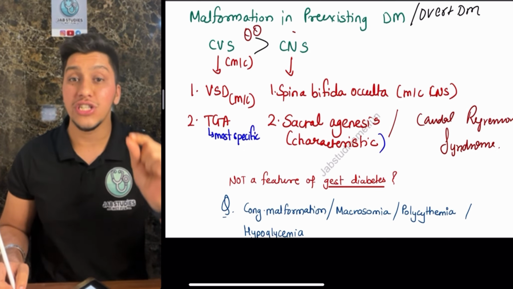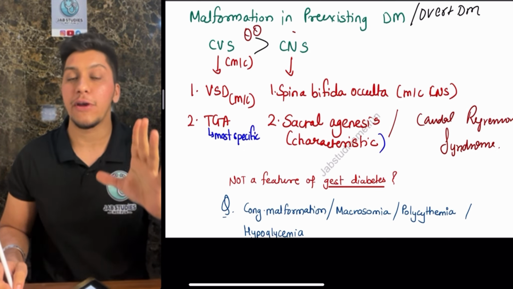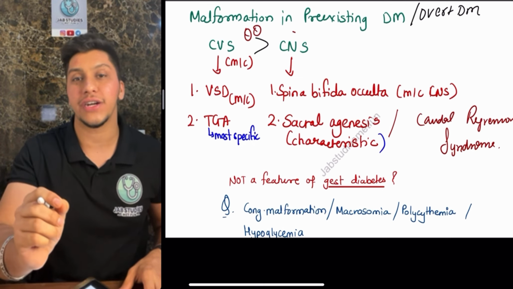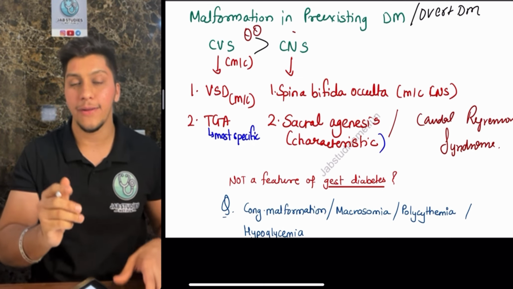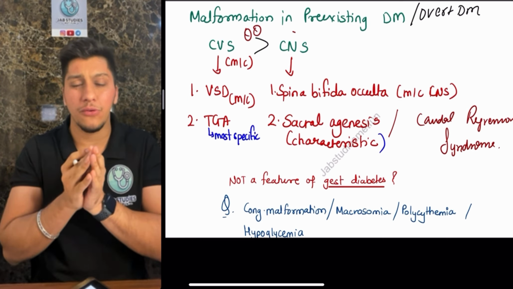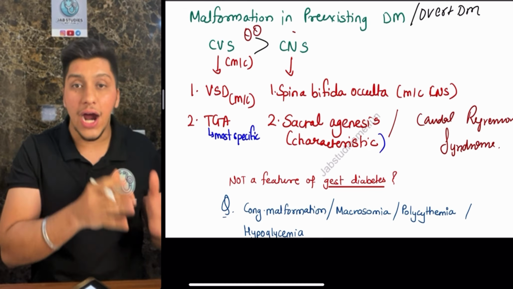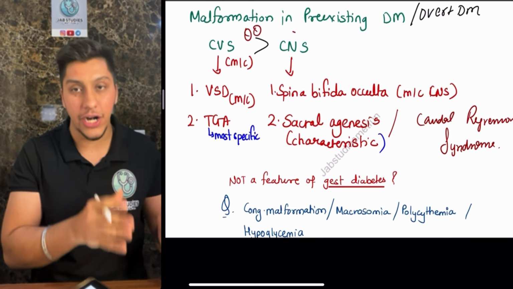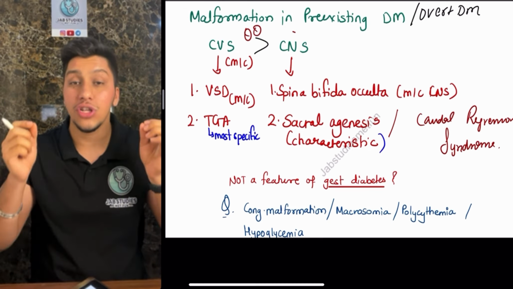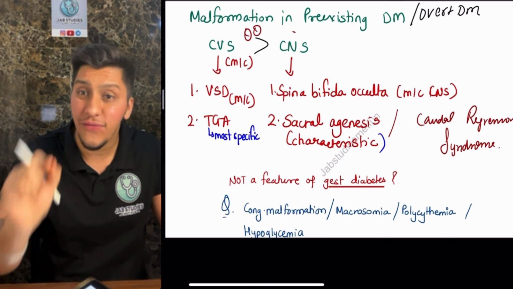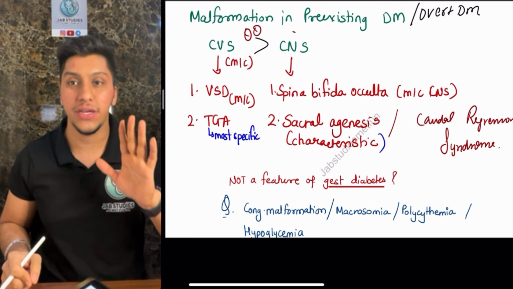If they ask you which is the most specific with respect to diabetes, that is going to be TGA, that is transposition of the great arteries. So please make sure you know this question. Options are, which is the most common type of malformation seen in the child of a diabetic mother? It is going to be heart related, that is cardiovascular. Amongst that, if they ask you which is the most common, ventricular septal defect. If they ask you which is the most specific, that is transposition of the great arteries.